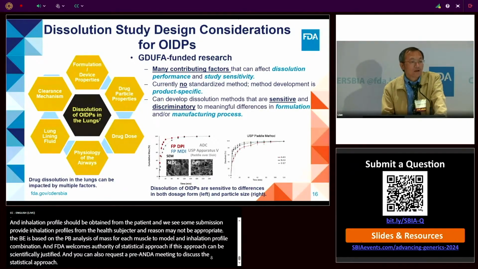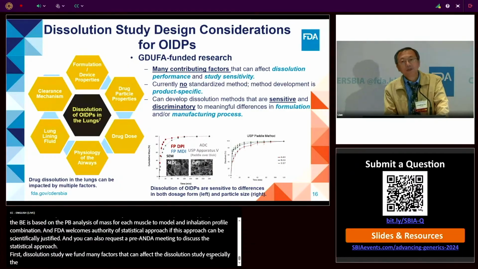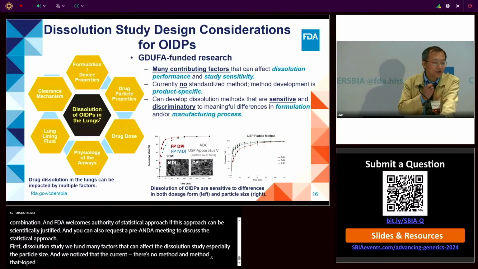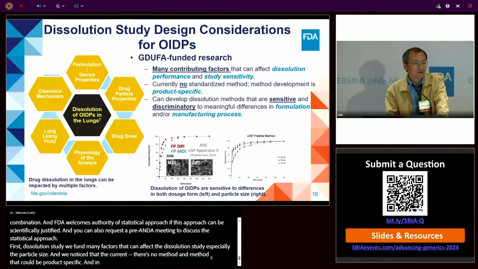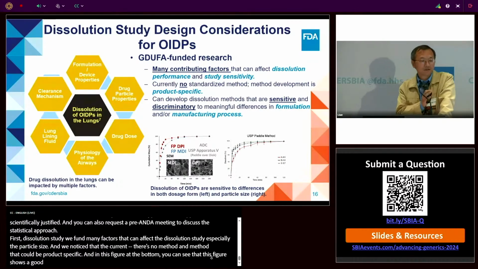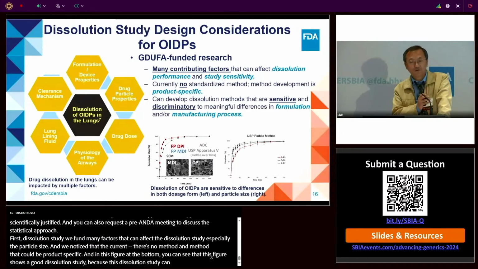For the dissolution study, we also found that many factors can affect it, especially the particle size of the emitted particles. And we noticed that currently there is no standard method, and the method development could be product specific. In this figure at the bottom, you can see a good dissolution study, because this dissolution study can distinguish the different dosage forms and the different particle sizes.